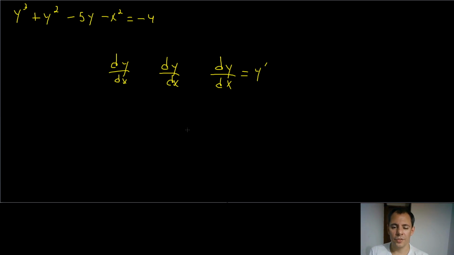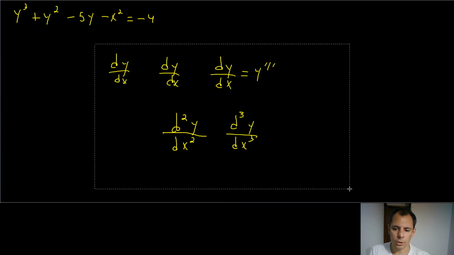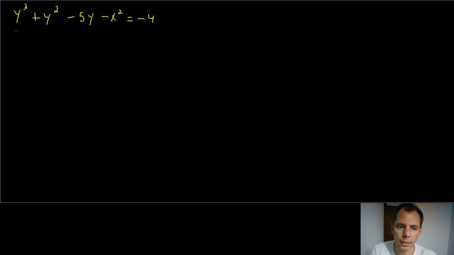Okay? If you're going to differentiate y with respect to x twice, this is the notation, d2y/dx2. Okay, that's the notation here. If it's twice, you do this. If it's 3 times, instead of writing this, you write like this: y with 3 primes. So we're going to start using this notation because it's a lot better.